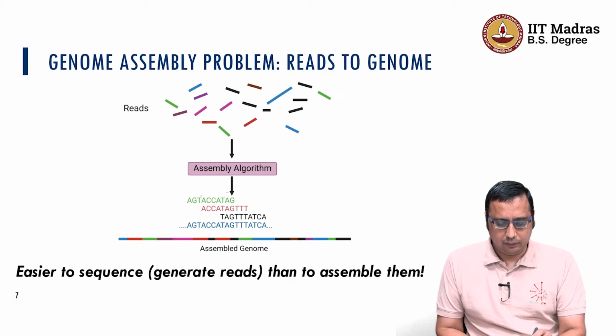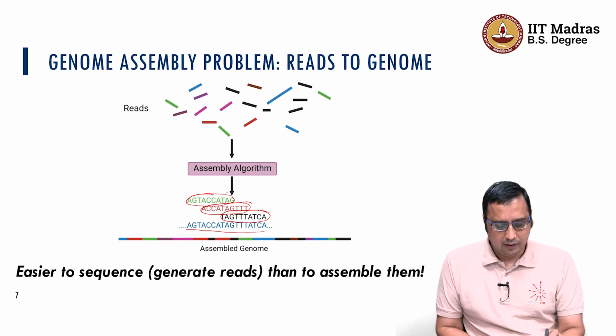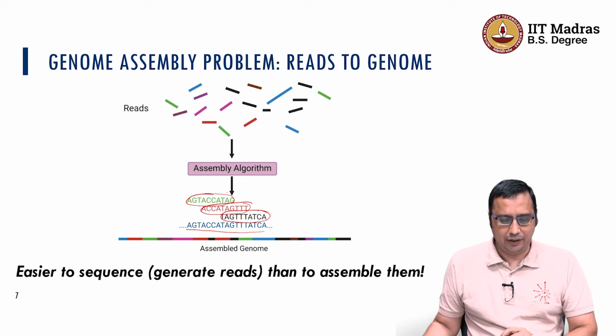So how can we take these overlapping reads, where we do not have a complete genome, create a more common consensus of the genome sequence from them, and finally assemble the complete genome? And we'll realize in a couple more slides that it is easier to sequence or generate reads than to assemble them. Why? We'll see later on.